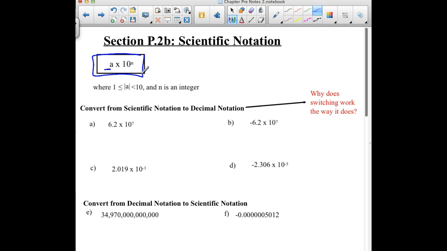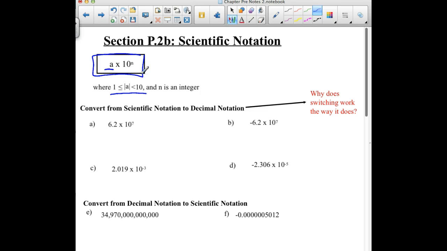That front number a, its absolute value, or the positive version of it, has to be greater than or equal to 1, but less than 10. In other words, there can only be one number in front of our decimal point, or to the left of that decimal point. The other restriction is that our power of 10 must be an integer. We can't have fractions and things like that.